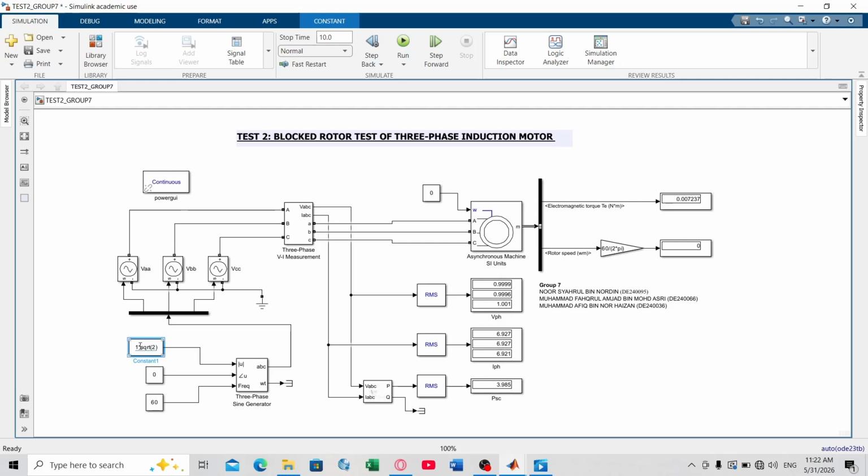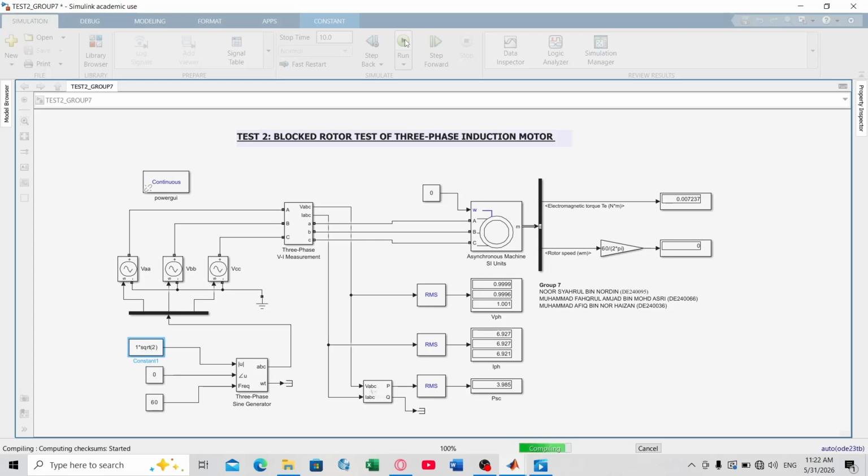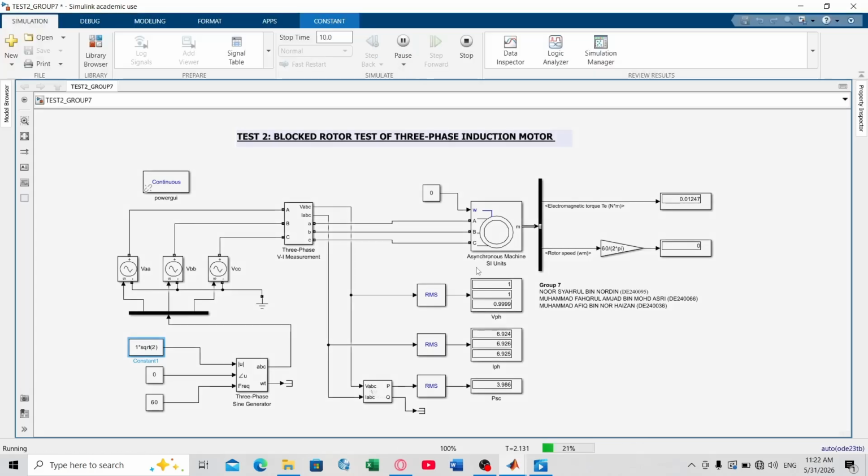So this is for the 1 volt. We run it for 10 seconds and we can measure the value of VPH is 1, the IPH is 6.927 mA, and also the PSC 3.985 watts.